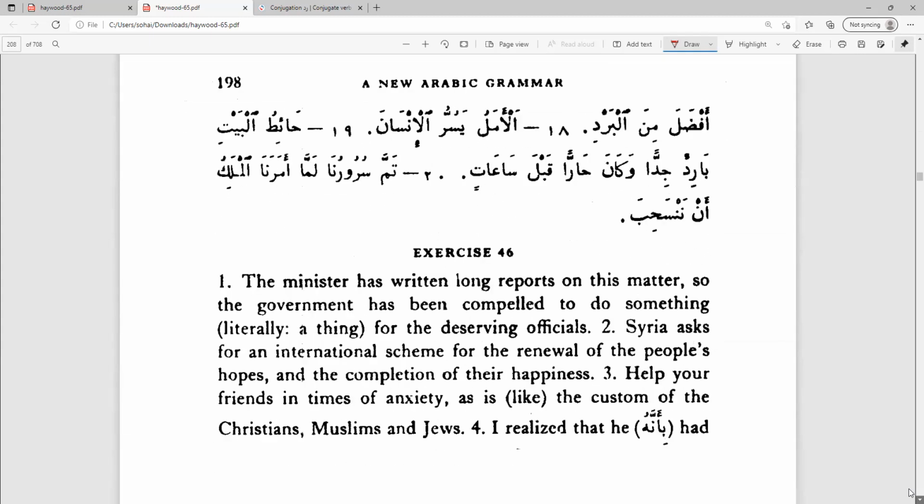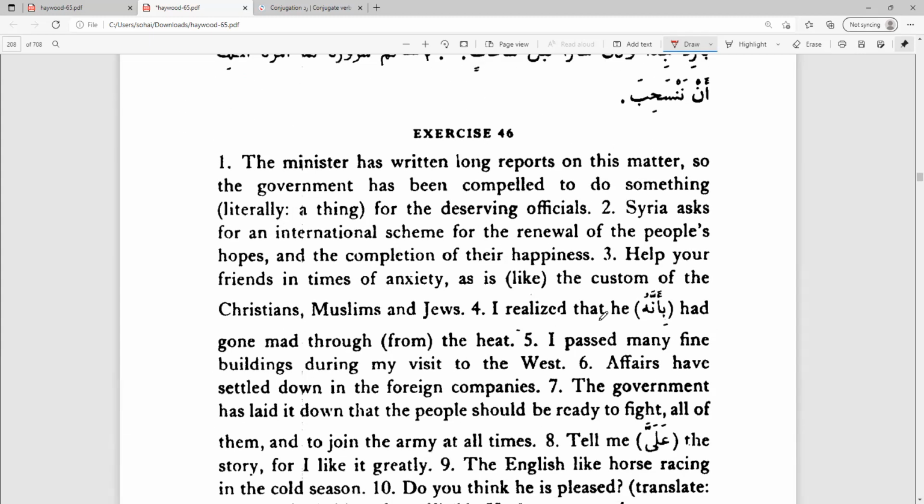Let's do a couple of questions here. The minister has written long reports on this matter, so the government has been compelled to do something for the deserving officials. But sometimes I feel that maybe now we should start doing without writing it down, because this should become a bit easier now. But let's do it, Farhana. The minister has written long letters, long reports.